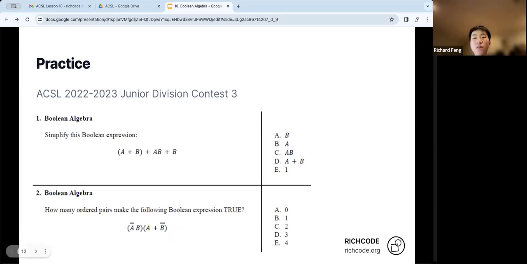So question 1. We're moving on to junior division. So we graduated from elementary. Now let's practice some junior division questions. Question 1, simplify this Boolean expression, and question 2, how many ordered pairs make the following expression true?